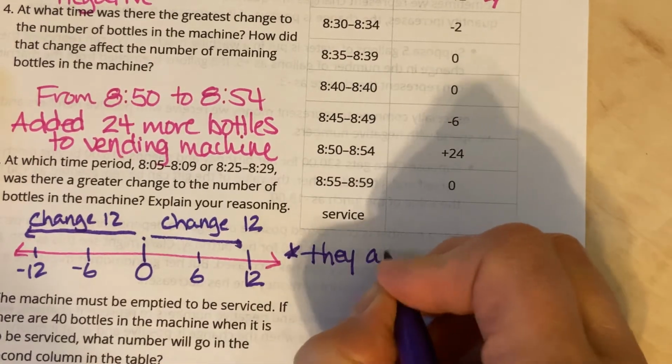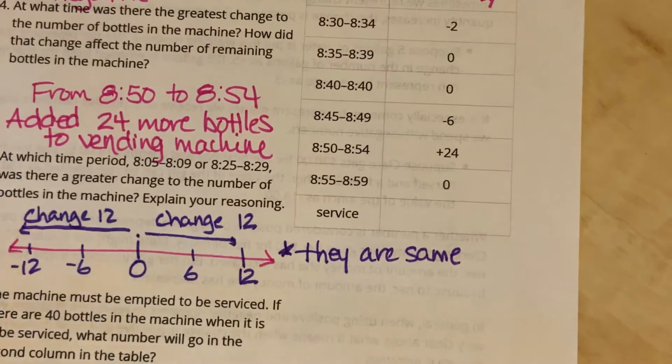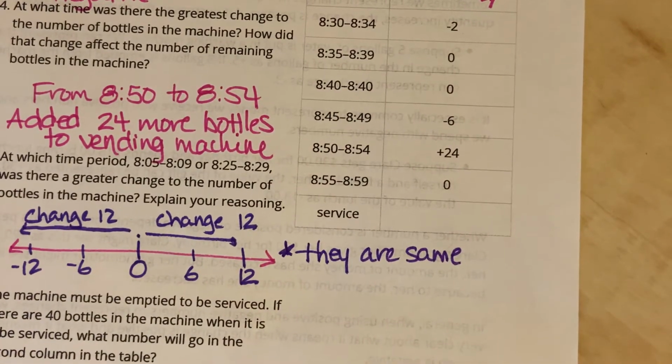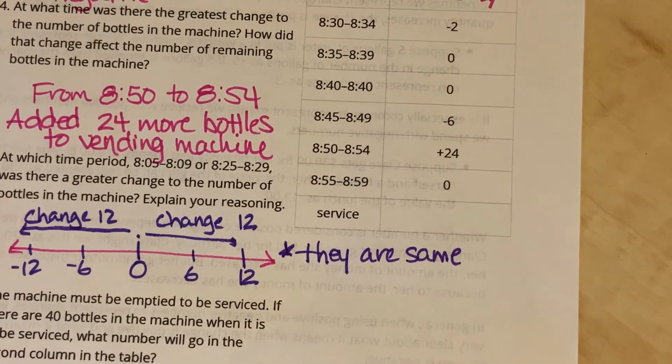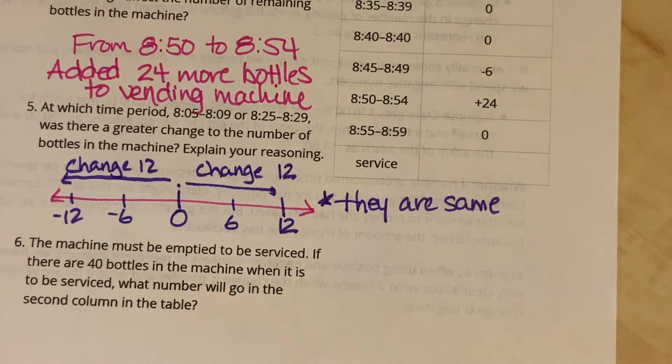They are the same. This went up 12, this went down 12. It still changed 12, okay? That's getting you ready to do absolute value, which is going to be our next lesson, okay? What is the distance from 0?